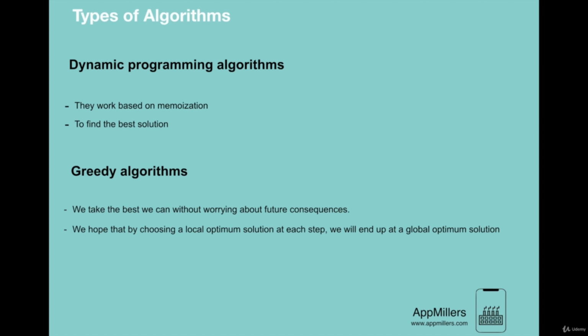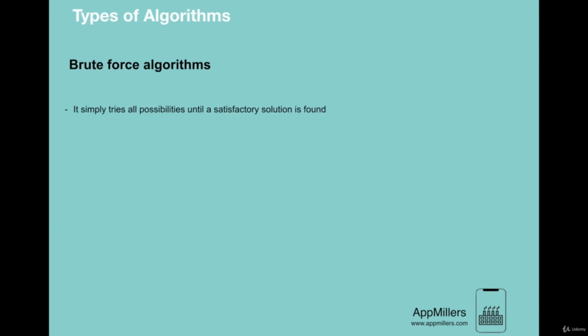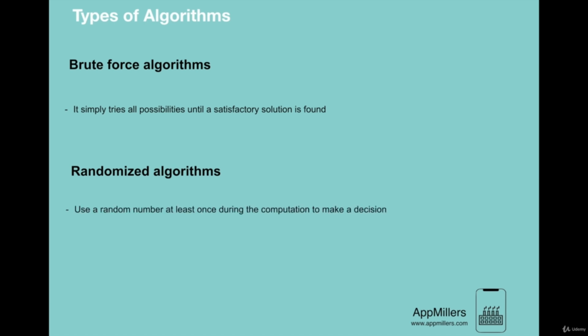And the next type is the brute force algorithm. It simply tries all possibilities until a satisfactory solution is found. For instance, finding the best path between two locations. And the last type is randomized algorithms. These algorithms use a random number at least once during the computation to make a decision. You will see in the upcoming sections that the quicksort algorithm can work based on a random number to choose a pivot number and make a decision based on this. And with this, we have finished the last type of algorithm.